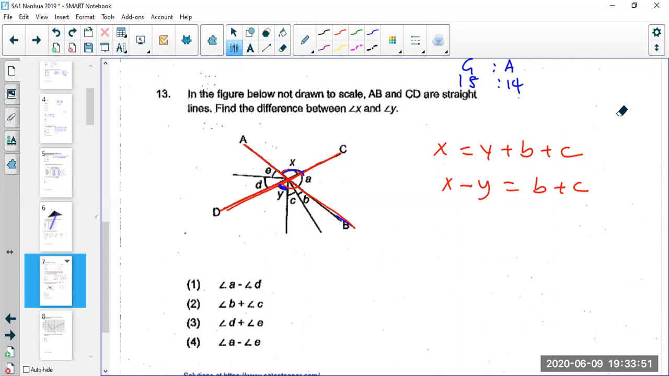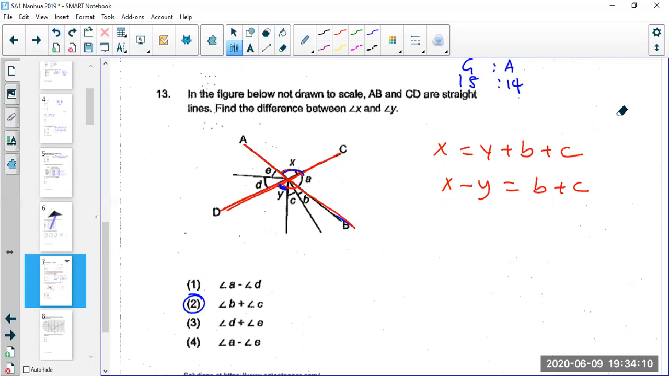Now, which is the answer? The answer will be what? Number 2 already. C and B, or B and C. C plus B, B plus C is the same. Do you understand? One more time, because we really want you to make sure you know how to do it.